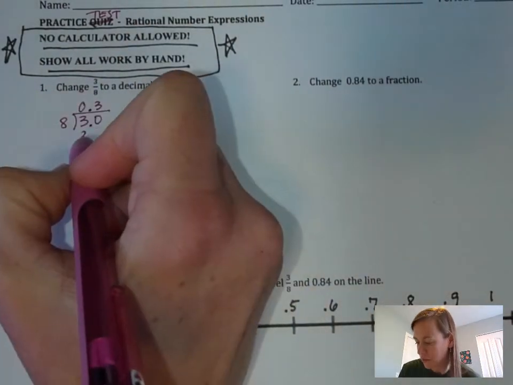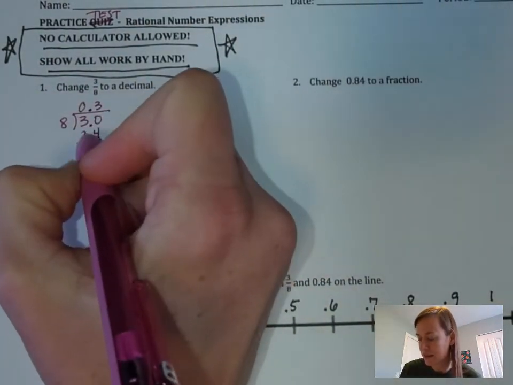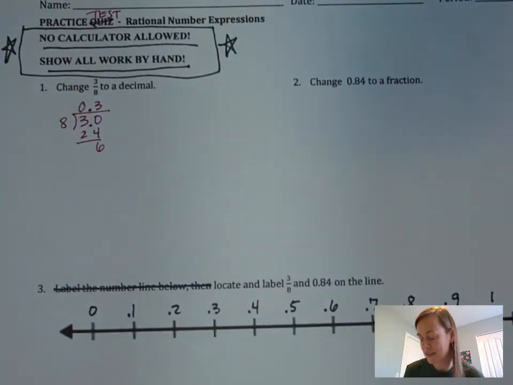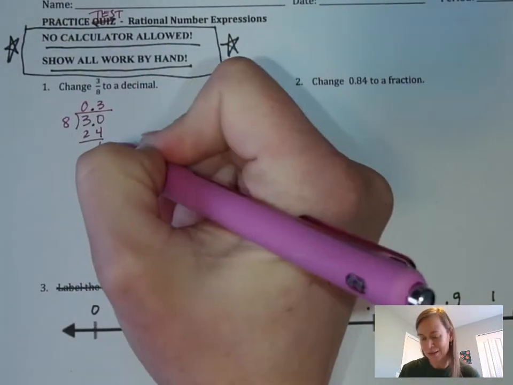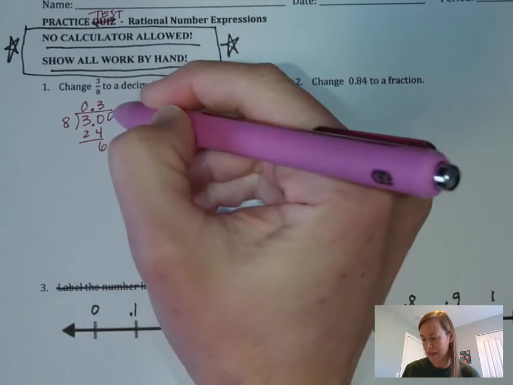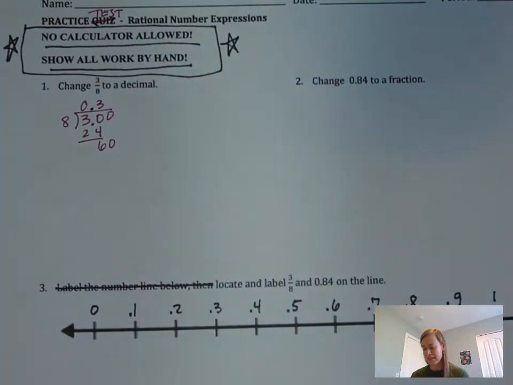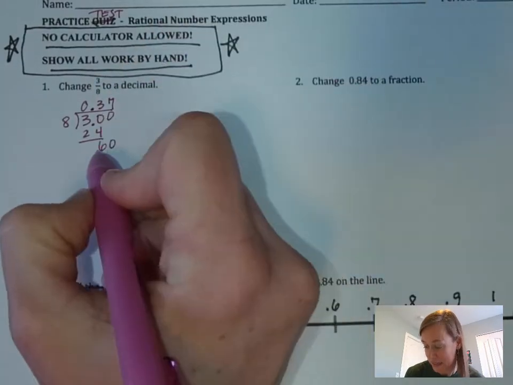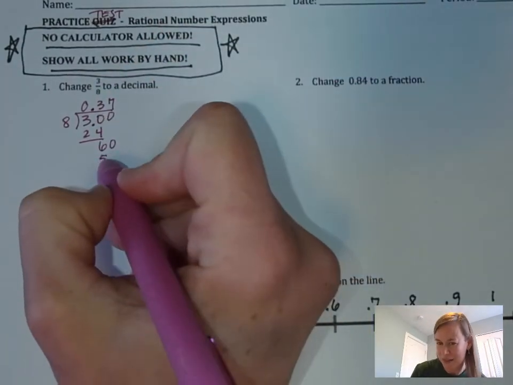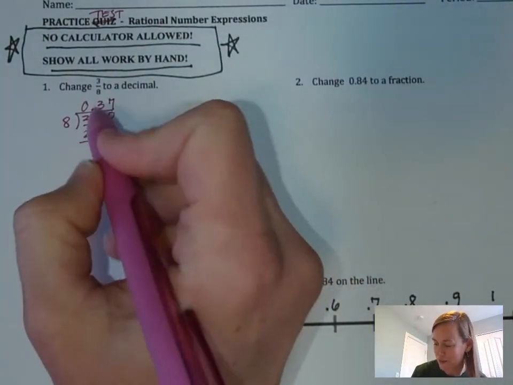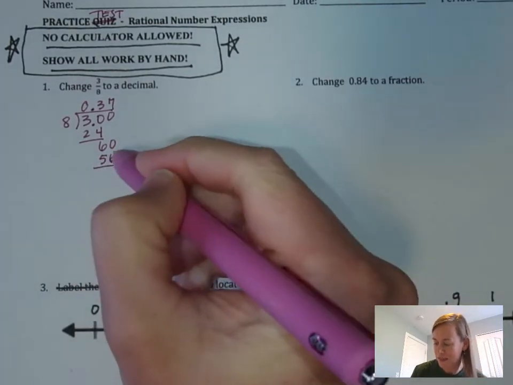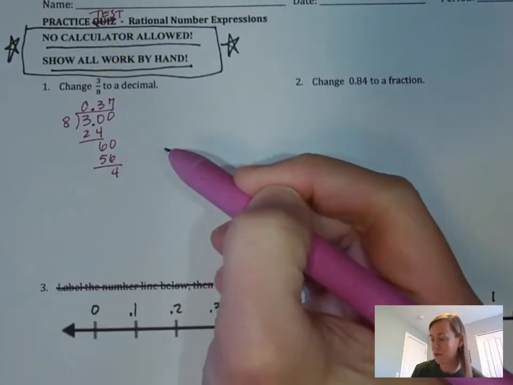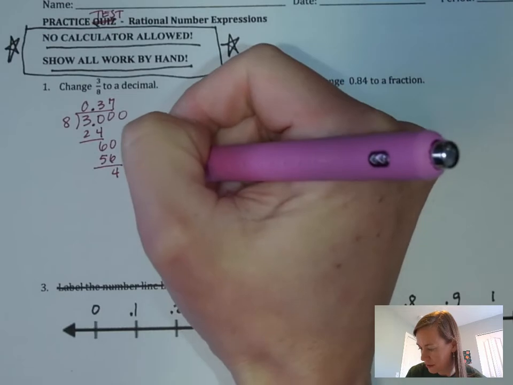8 times 3 is 24. Here we subtract. 30 minus 24 is 6. And 8 doesn't go into 6 evenly. Let's go ahead and bring down another 0. Will 8 go into 60? Yes. 8 times 7 is 56. I could have said 8 times 8, but 64, that'd be too big. So we're going to stick with 8 times 7, 56, and subtract, and we're going to be left with a 4. Let's bring down another 0.